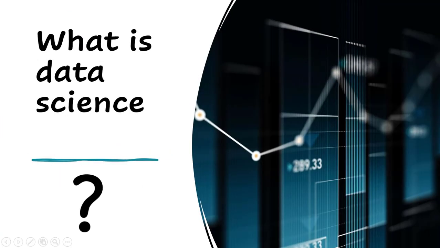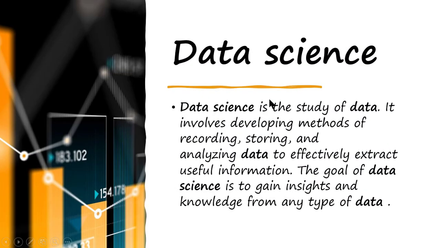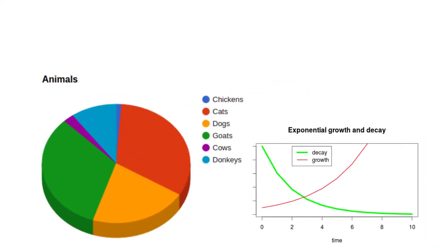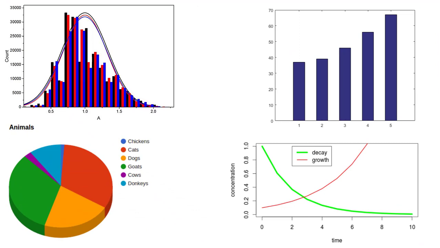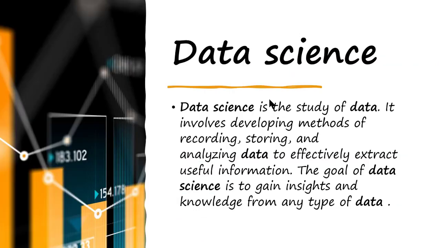So what is data science? Data science is the study of data. It involves developing methods of recording, storing, and analyzing data. That means we'll be able to represent the data in a better way to the user by visualizing it through graphs like line graph, bar graph, pie charts, etc. And the main motive of data science is to gain insights and knowledge from any type of data. So we have to extract the useful information from the given data and give it out to the world.